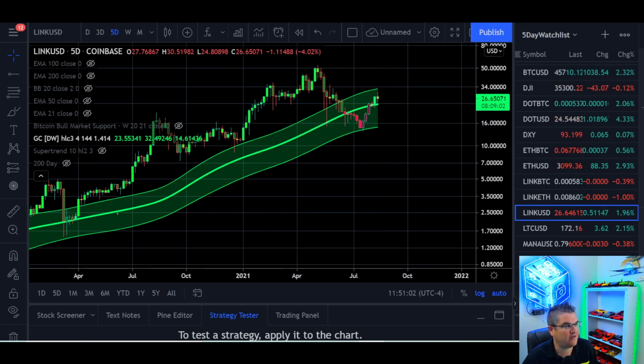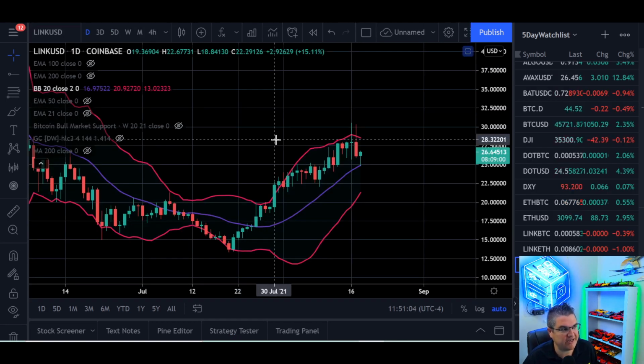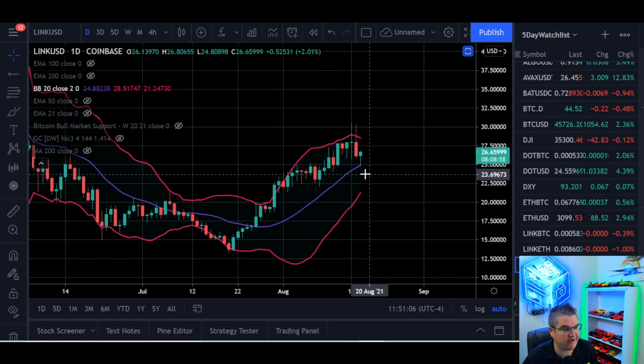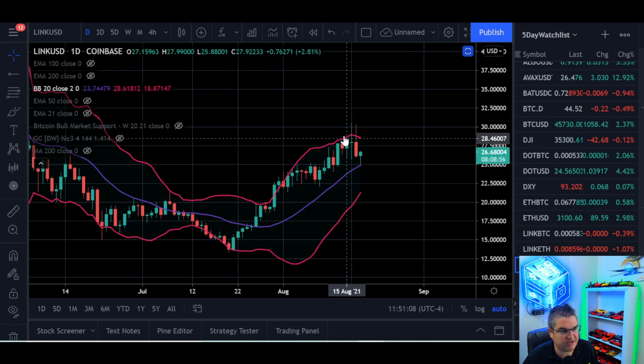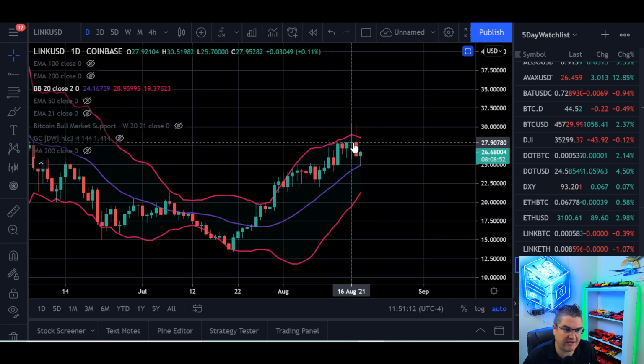Odds are. You got to play the odds. So Link on the Bollinger Bands. Well, look where we at here. The bands are closing, so that means less volatility is likely, right? It's not going to have massive price swings.